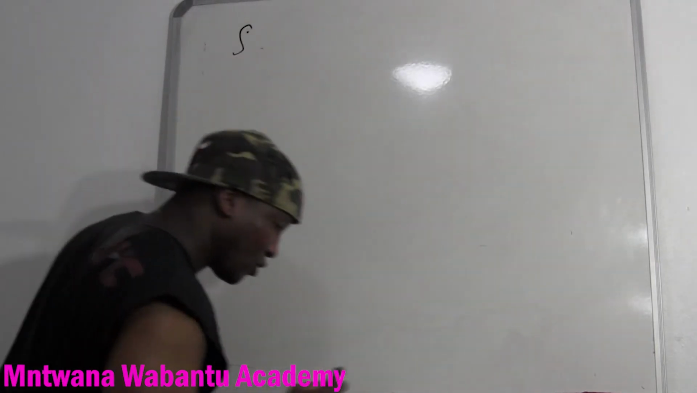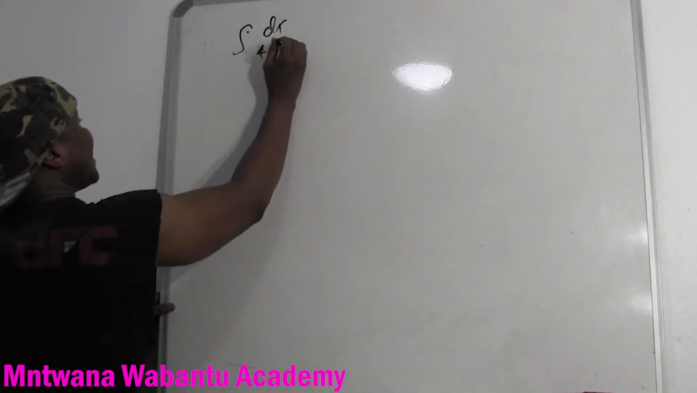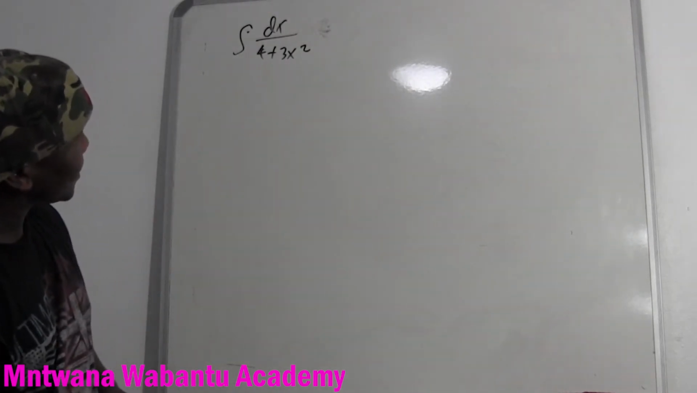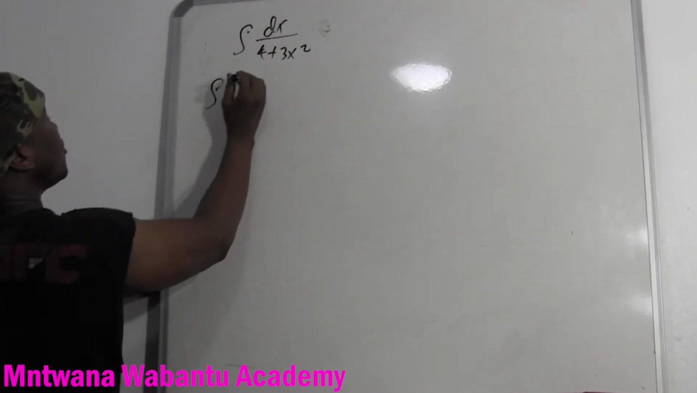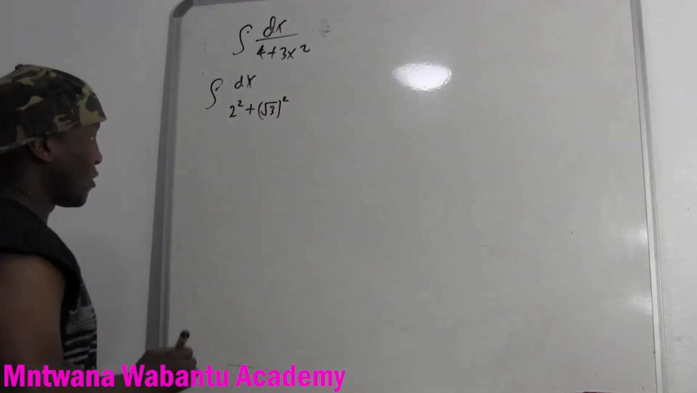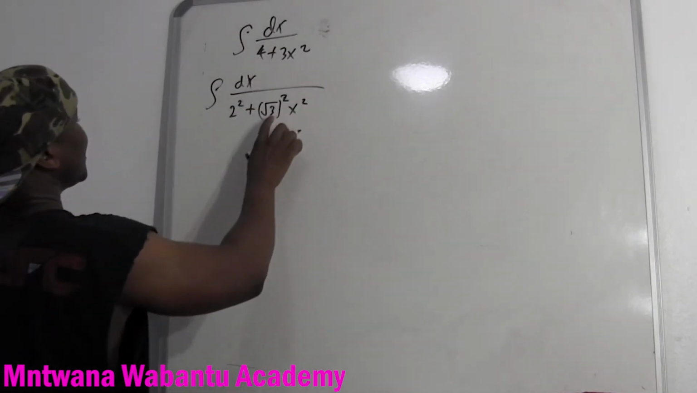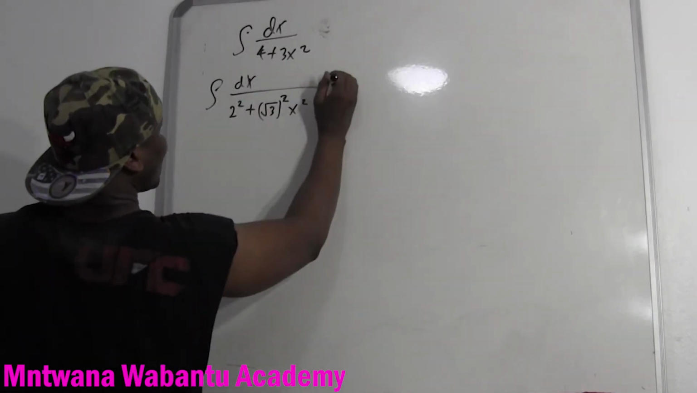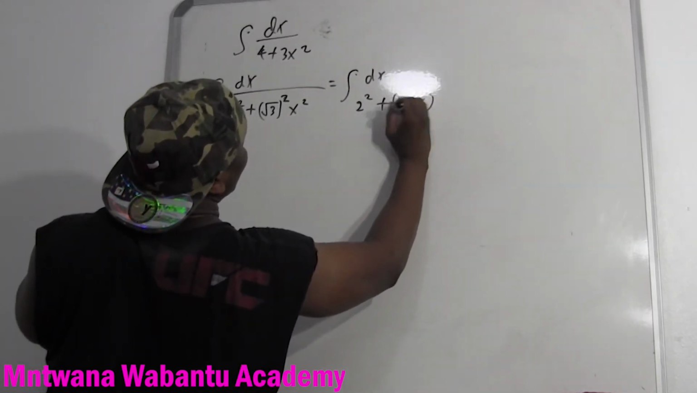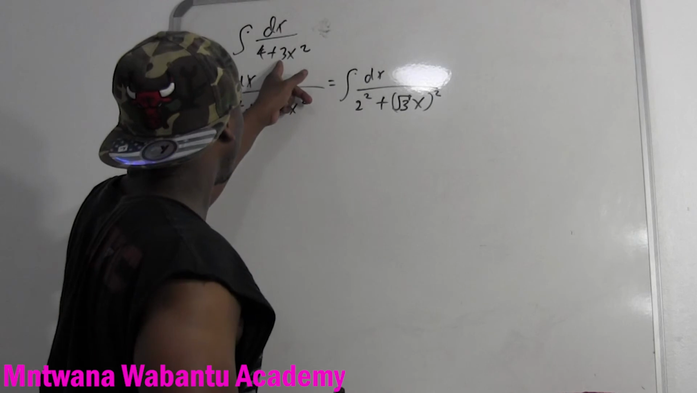The integral dx over 4 plus 3x squared. Okay, cool. So this is a tan inverse, but I'll show you how. This is the integral dx over 2 squared plus 3x squared, the same thing I told you before. So this is the same as 2 squared plus the square root of 3 x, all squared. It didn't make a difference because when you square inside, it's going to give you 3, and the x is going to be x squared.